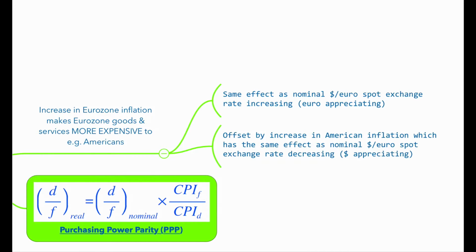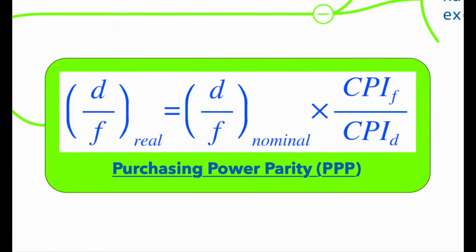So the real exchange rate takes the relative inflation of domestic and foreign into account. In this example, the real exchange rate would tell us the dollar cost of purchasing that same unit of goods and services based on the new dollar-euro exchange rate and the relative changes in the price levels of both countries. So the formula is that the real exchange rate equals the nominal exchange rate multiplied by the price level of foreign over the price level of domestic.